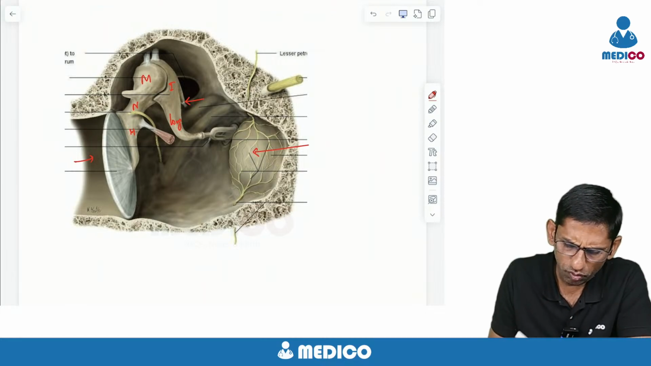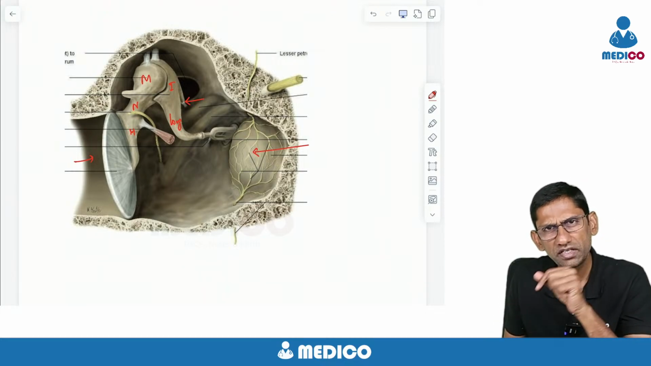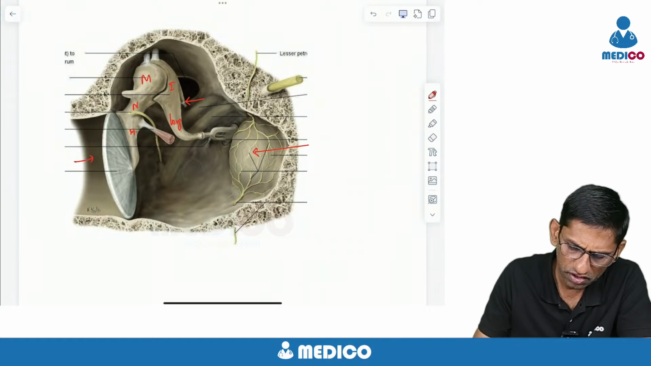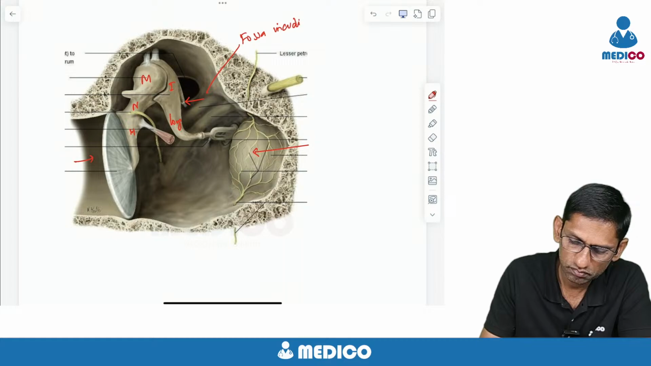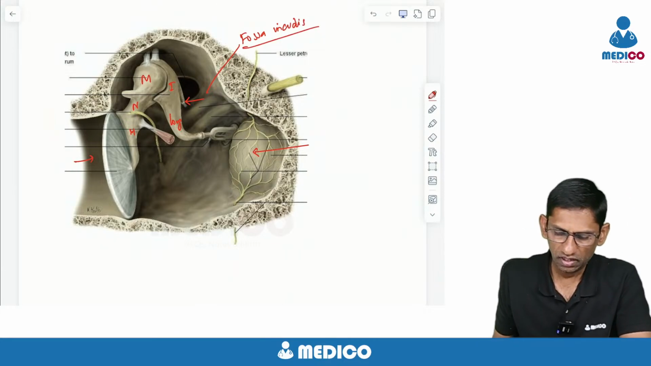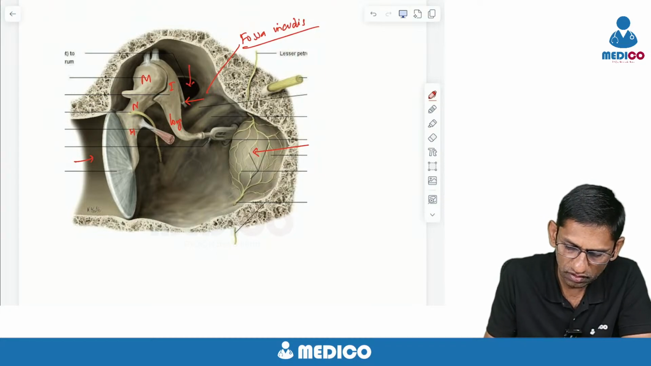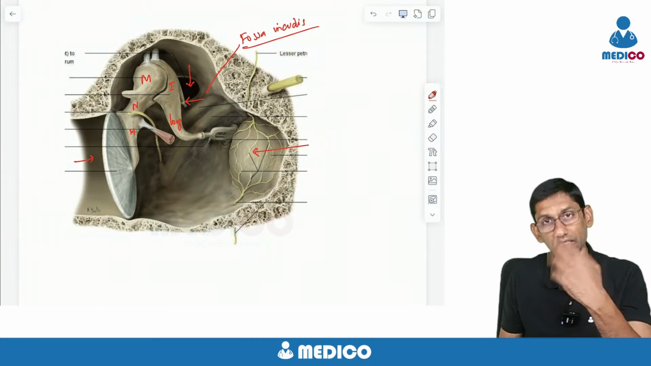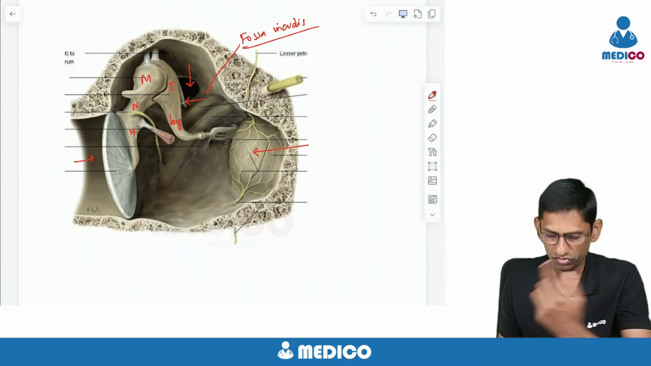And what is this point where the short process of the incus is lying? You know that, and that point is called fossa incudis. Please remember that point, fossa incudis. And we have this opening here connecting this epitympanum into the mastoid. It is called aditus, very simply.